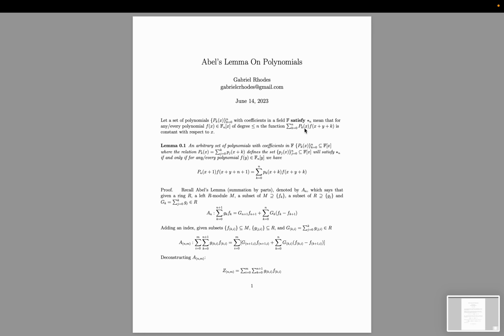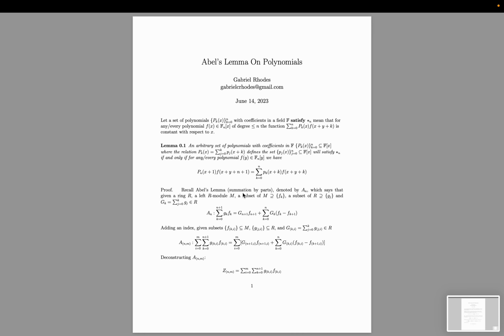An arbitrary set of polynomials with coefficients in F, like this, where the relation capital P sub k of x equals this sum, will define lowercase p sub j's. And the set capital P sub k of x from k equals 0 to n will satisfy star n if and only if for any/every polynomial f of y of degree less than or equal to n, we have this equality. And this is a bit surprising, how this equality would be equivalent to this function being constant with respect to x. So let's see why that is.